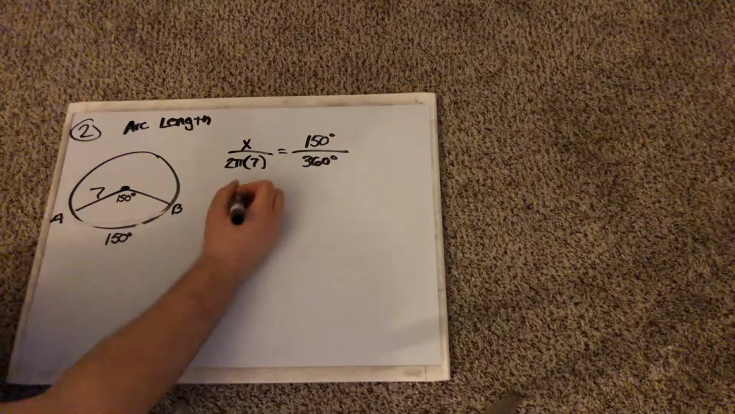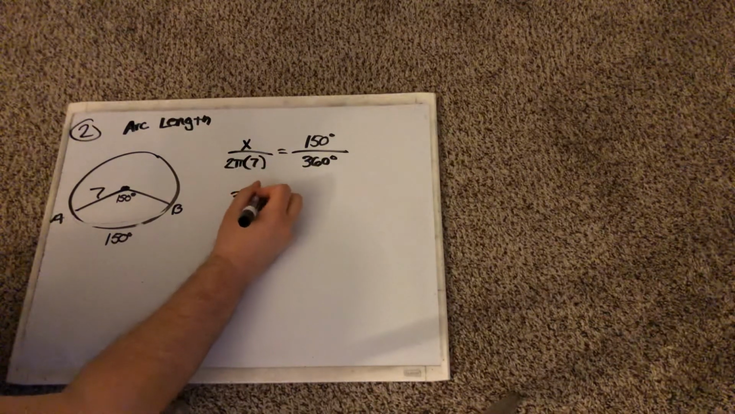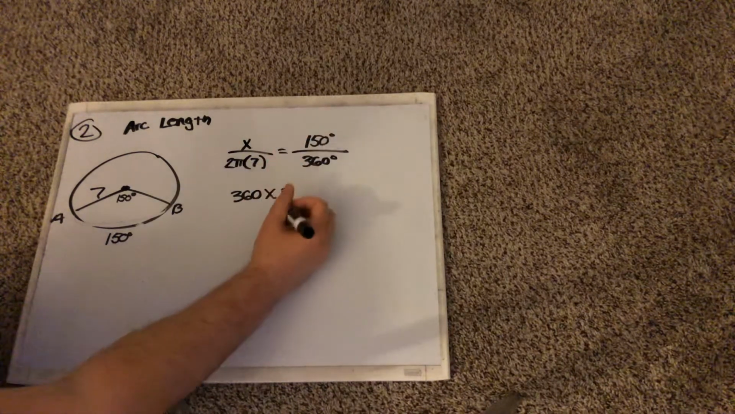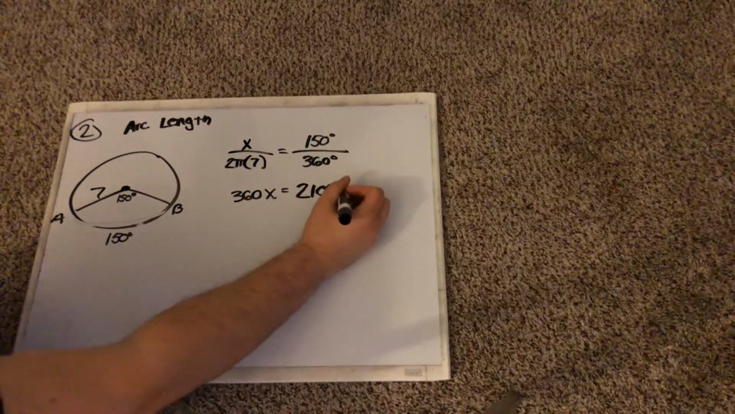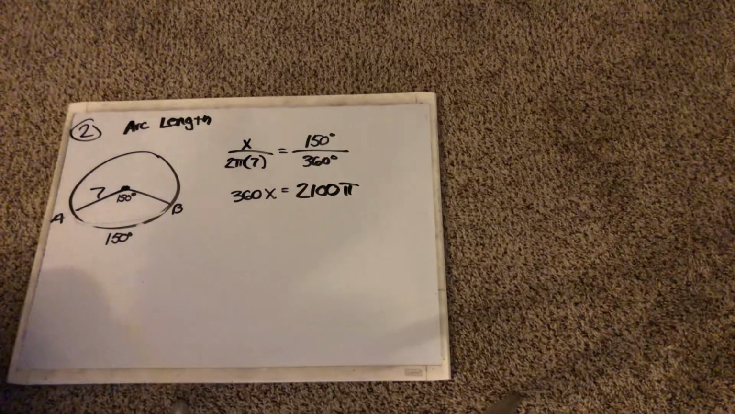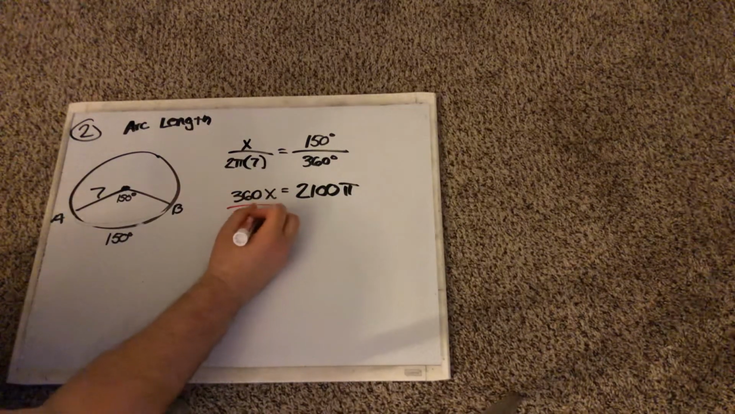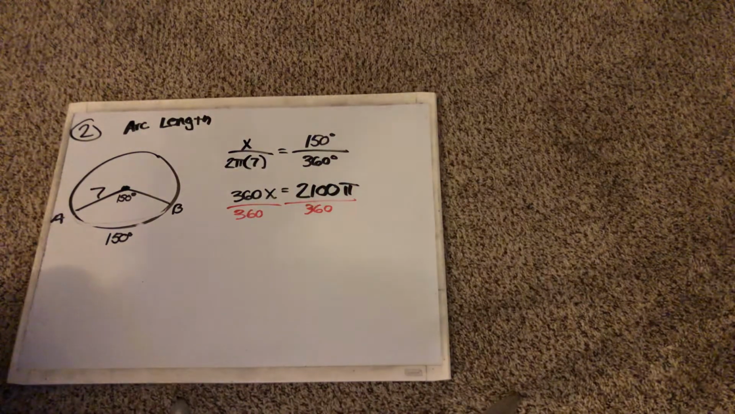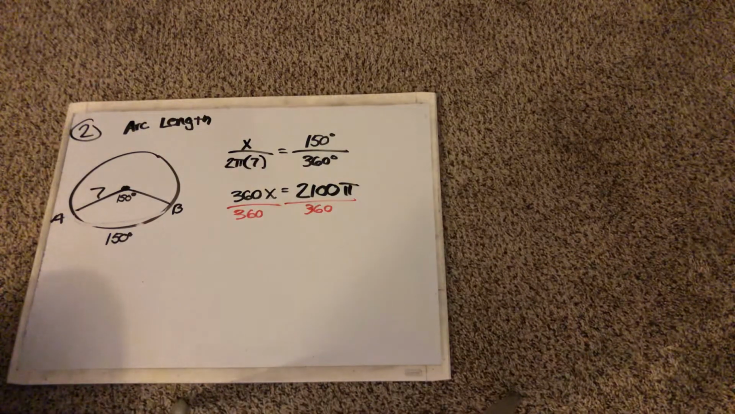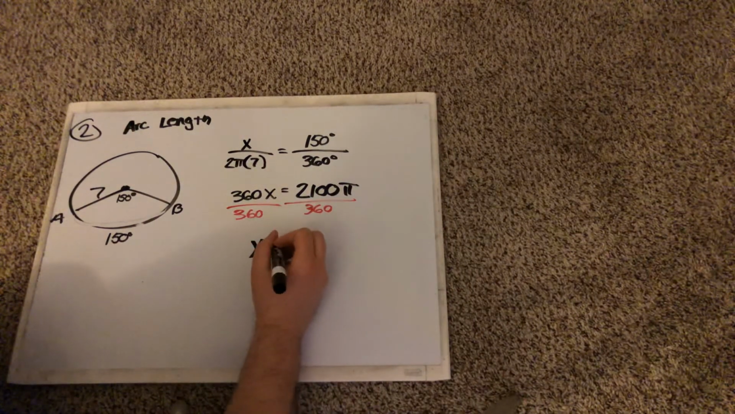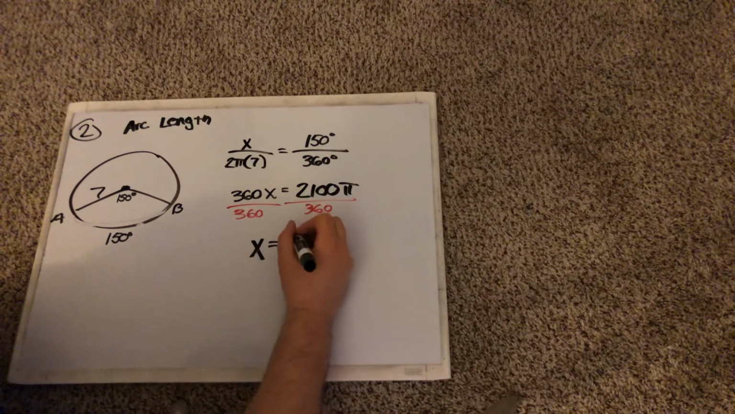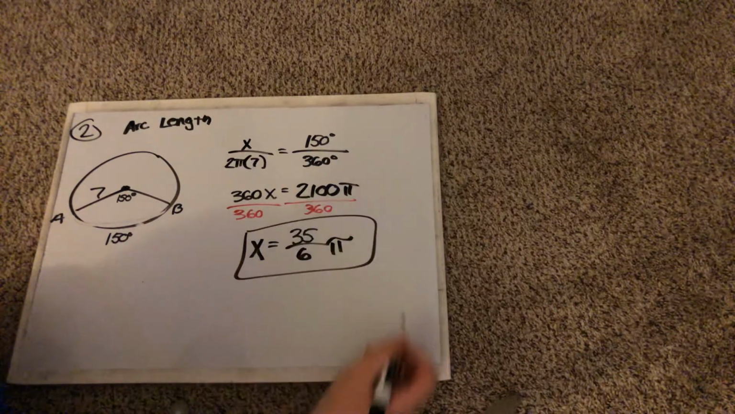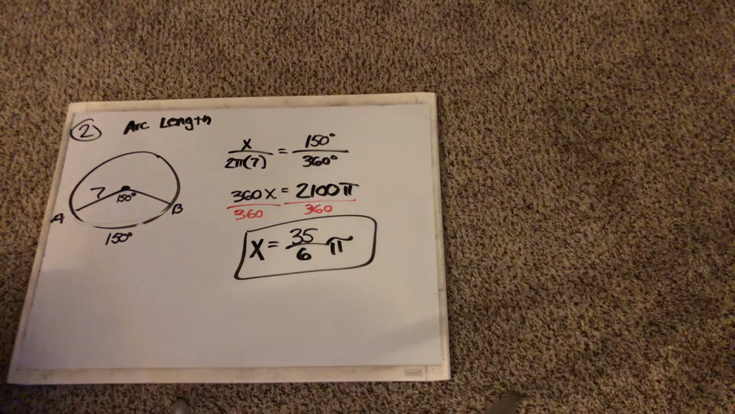Then I can cross multiply. x times 360, 360x, 2 times 7 is 14, times 150 is 2100. So 2100 pi. Divide both sides by 360. If you do 2100 divided by 360, you get a decimal, so you do math, enter in your calculator. Because we don't like decimals, fractions are our friends. We get 35 over 6 pi. So that's it for number 2.